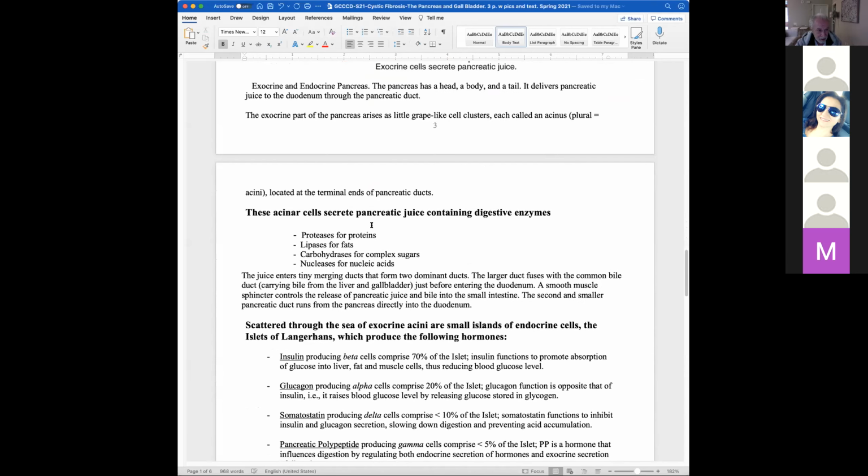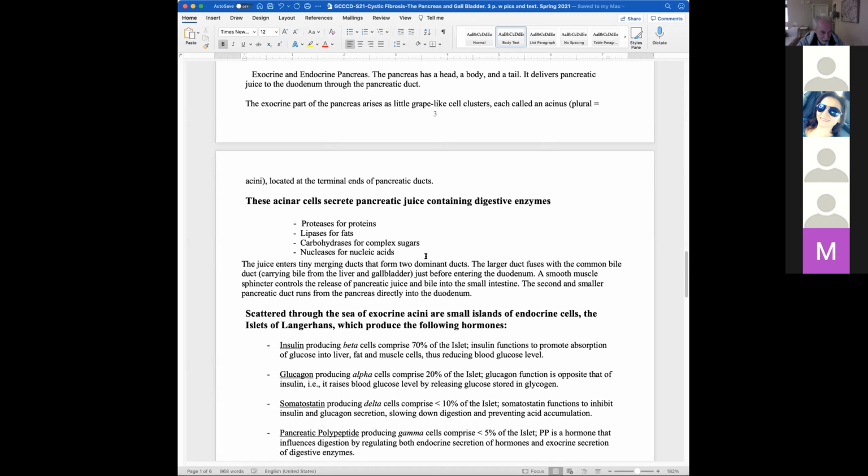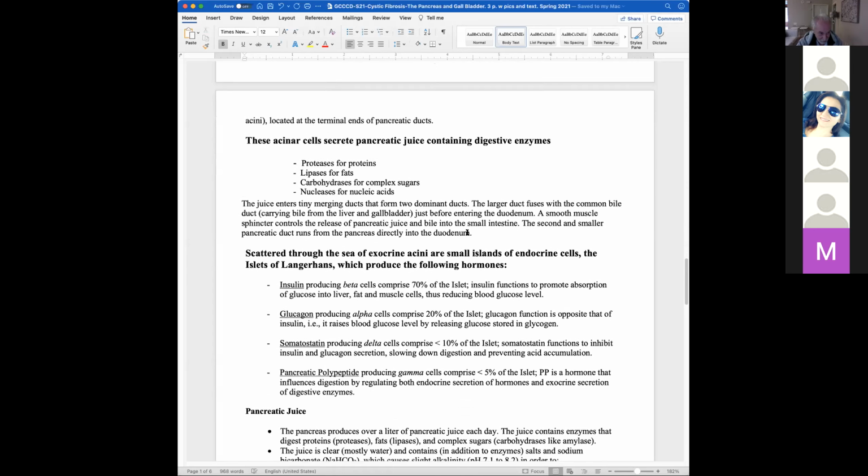So the acinar cells secrete pancreatic juice. These are the types of enzymes that these cells produce and secrete. Proteases to digest proteins, lipases to digest fats, carbohydrases for digesting complex sugars, and nucleases for digesting nucleic acids. These are the main components of the food you eat.